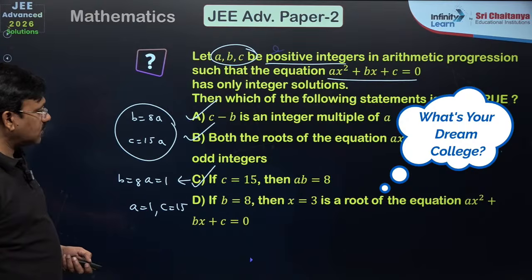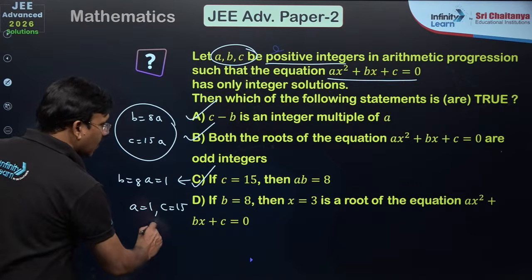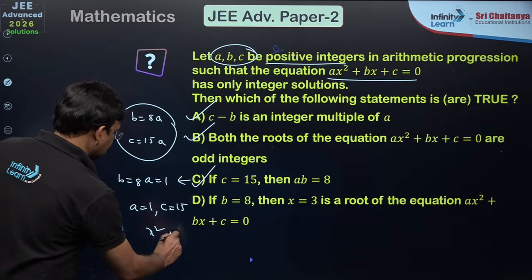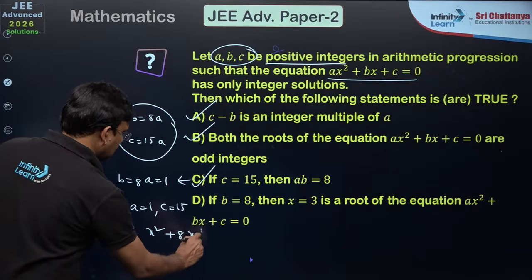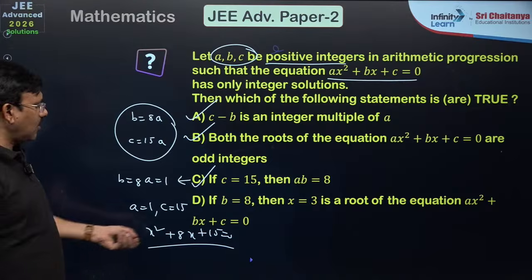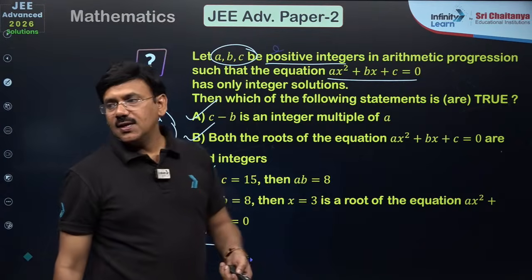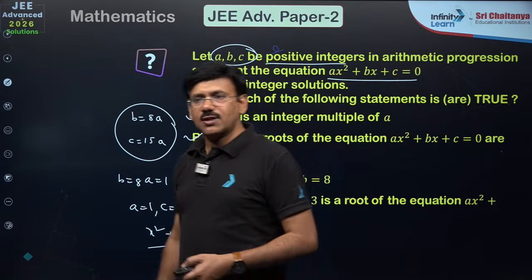So, what are the roots? x is equal to 3 is the root of this particular equation. You form the equation ax square plus bx, which is 8x, plus 15. Will 3 satisfy? No way, because all positive terms will not satisfy. So, D is wrong. A, B, C is the right answer for this particular question.